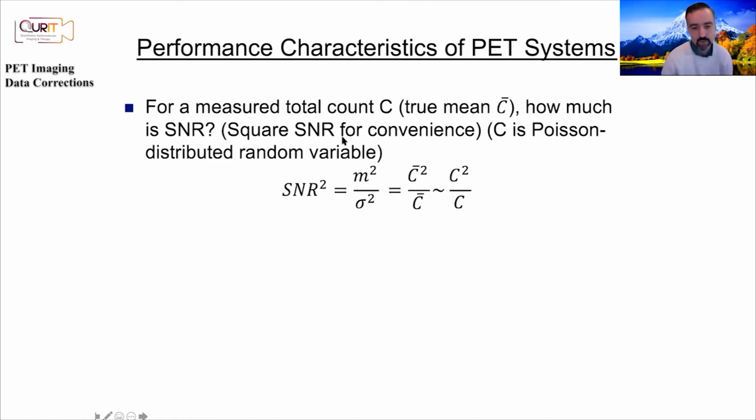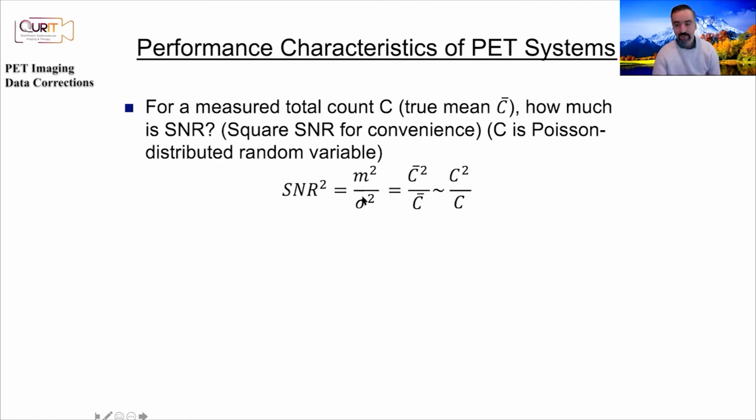For convenience, we're going to square the signal to noise ratio just to make things easier, get rid of some square roots and stuff. So let's find an equation for signal to noise ratio squared, which is defined as the mean of the signal squared, divided by the standard deviation of this random variable squared, which is the variance. Standard deviation squared is variance, right? Well, the mean, by definition, is this C with this overline, squared.